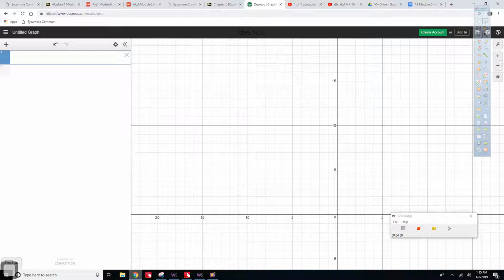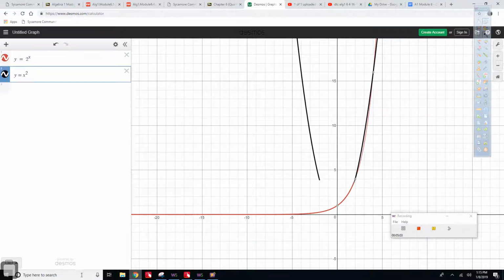So we've got y equals 2 to the x, and we got y equals x to the second, also known as x squared. Now what we want to do is zoom in.